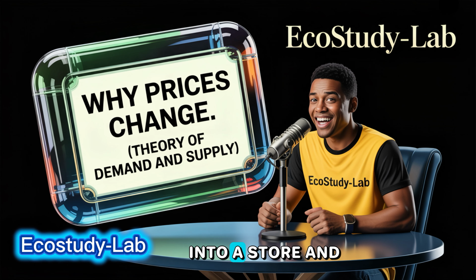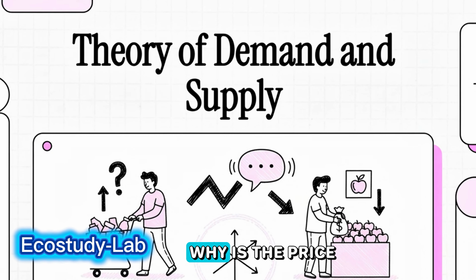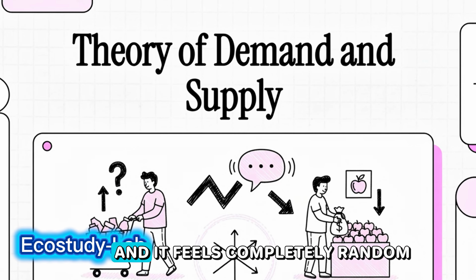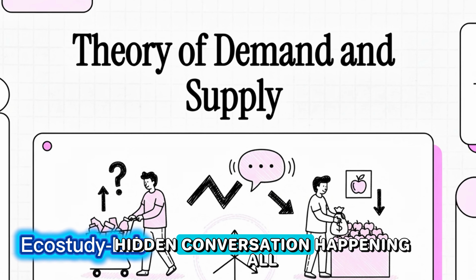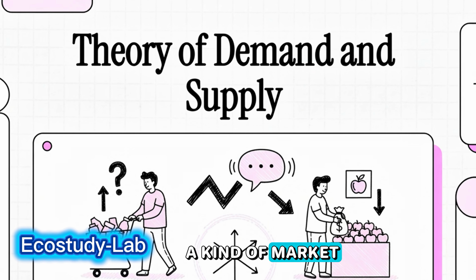Have you ever walked into a store and just wondered, wait, why has the price of this changed since last week? One day it's one thing, the next it's another, and it feels completely random. Well, surprise, it's not. There's a hidden conversation happening all around us, a kind of market language that decides every price you pay. And in the next few minutes, we're going to learn how to speak it.